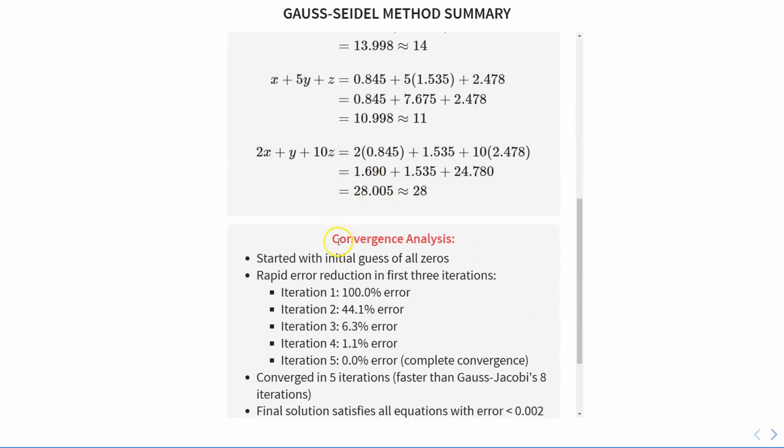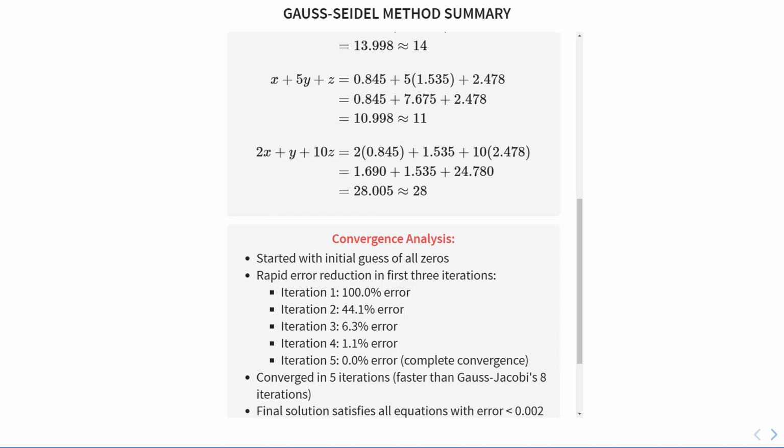Now here is the convergence analysis. We started with an initial guess of all zeros, with rapid error reduction in the first 3 iterations. Iteration 1 has 100% error, iteration 2 has 44.1% error, iteration 3 has 6.3% error, iteration 4 has 1.1% error, and iteration 5 has 0% error, meaning complete convergence. So it converged in 5 iterations, faster than Gauss-Jacobi's 8 iterations.